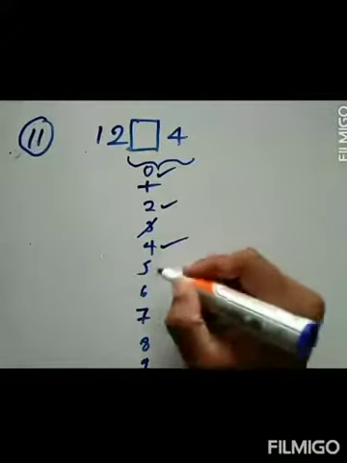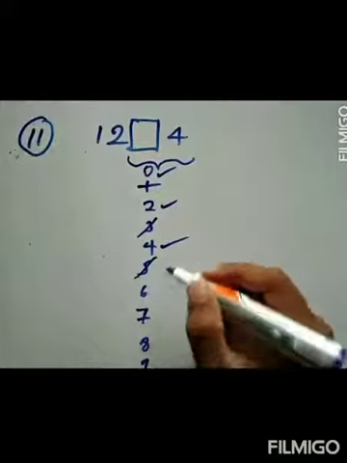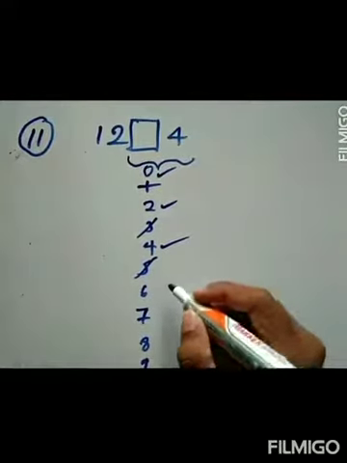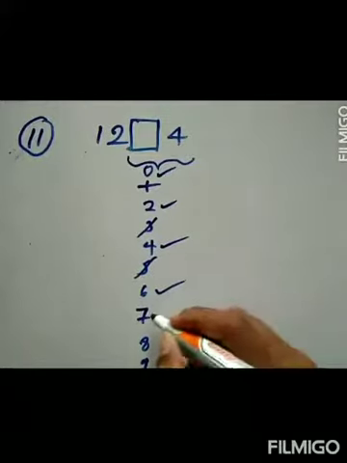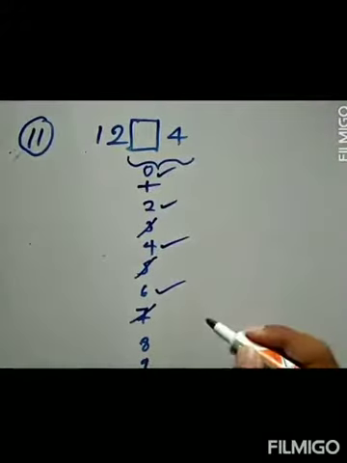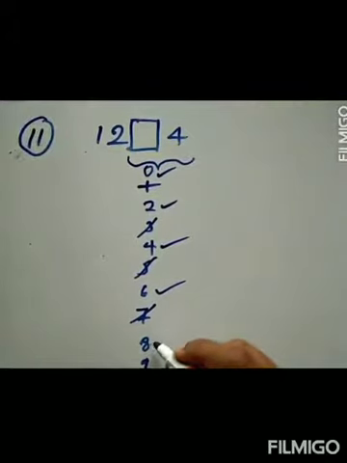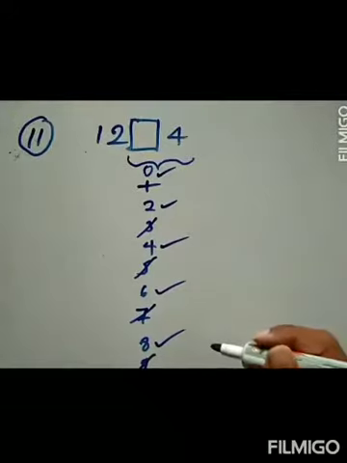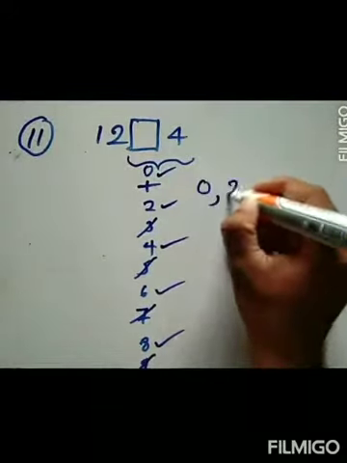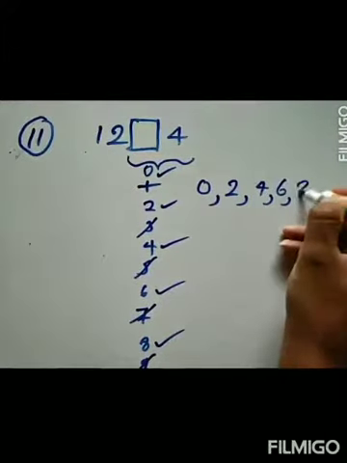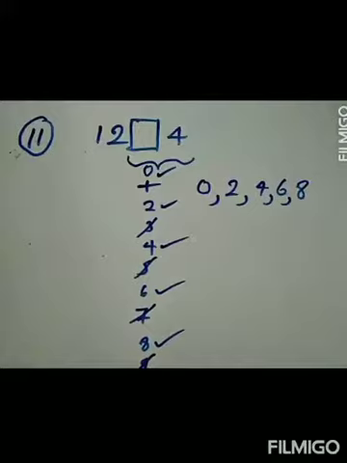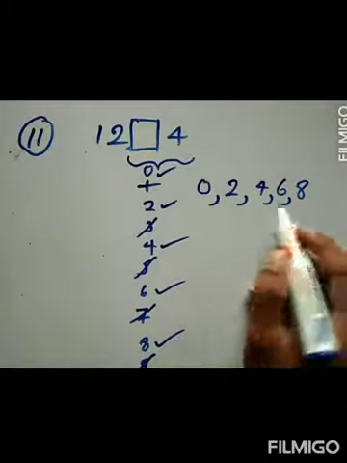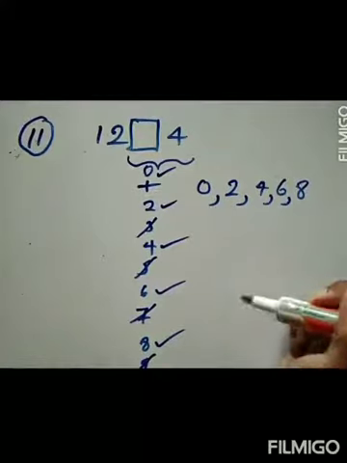Then 5, 54 is not divisible by 4. Then if you consider 6, 64, yes, 64 is divisible by 4, then it's also correct. Then 7, 74 is not divisible by 4. Then if you consider 84, yes, 84 is divisible by 4. And also if you consider 9, 94 won't divide by 4. Therefore answers 0, 2, 4, 6, 8. They ask only one digit, right? Then you can write any one out of these 5.